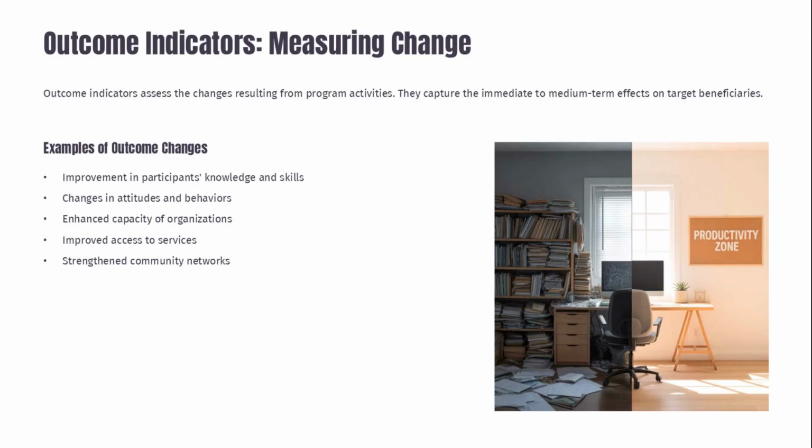Outcome indicators capture the immediate to medium-term effects on target beneficiaries, assessing changes in knowledge, skills, attitudes, and behaviors. They highlight improvements in access to services and strengthened community networks.